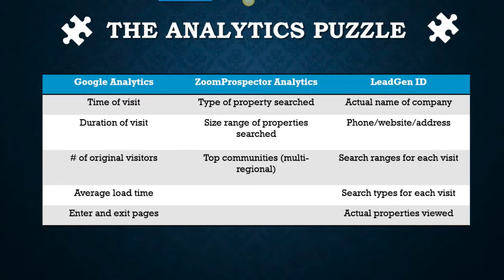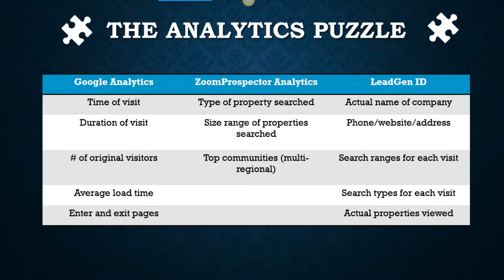GIS Planning offers Zoom Prospector Analytics, which is a second analytics set that we provide, which provides you not only the type of property searched, for instance, was it office or medical, but the size range of properties that were searched, and then the top communities. If you're a multi-regional community and you've got several areas within your geography, you're going to see the top 5 search cities within that geography or counties. So that provides you an additional layer of really useful information.